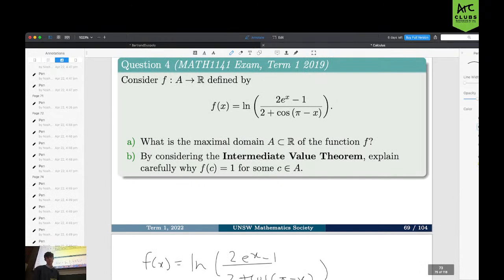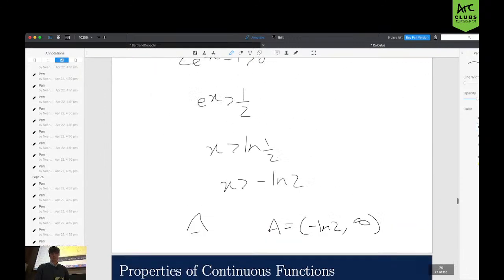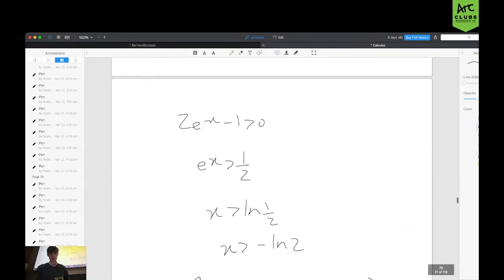It says, by considering the intermediate value theorem, explain carefully why f of c equals 1 for some c in the domain of f, right? So let's just make a new page.